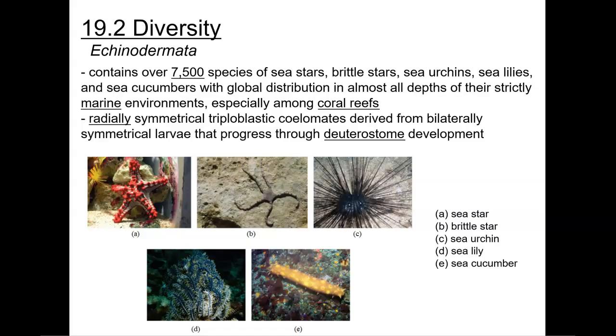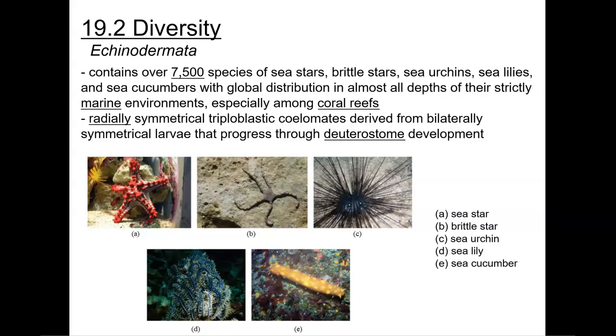Now we're going to go into a new group, which is going to be the echinoderms. They contain over 7,500 species of sea stars, brittle stars, sea urchins, sea lilies, and sea cucumbers, with global distribution in almost all depths of strictly marine environments. So remember, that's going to be your saltwater environments. They're especially found amongst the coral reefs.